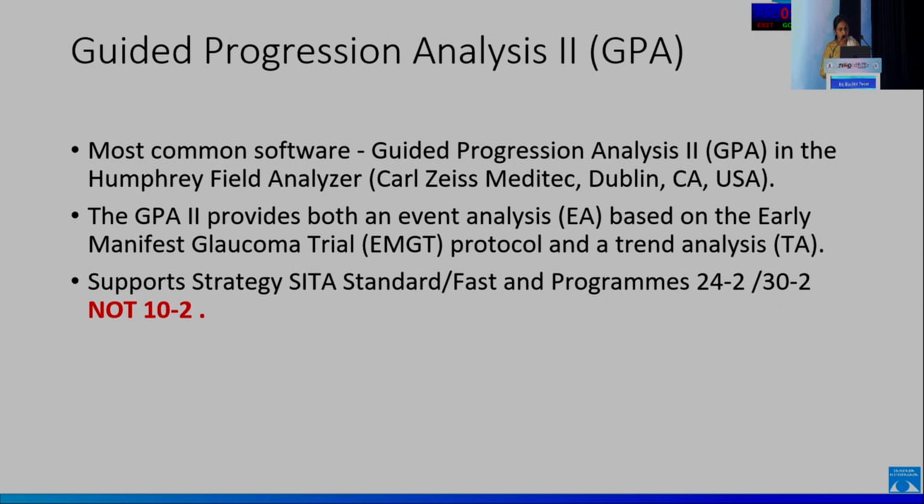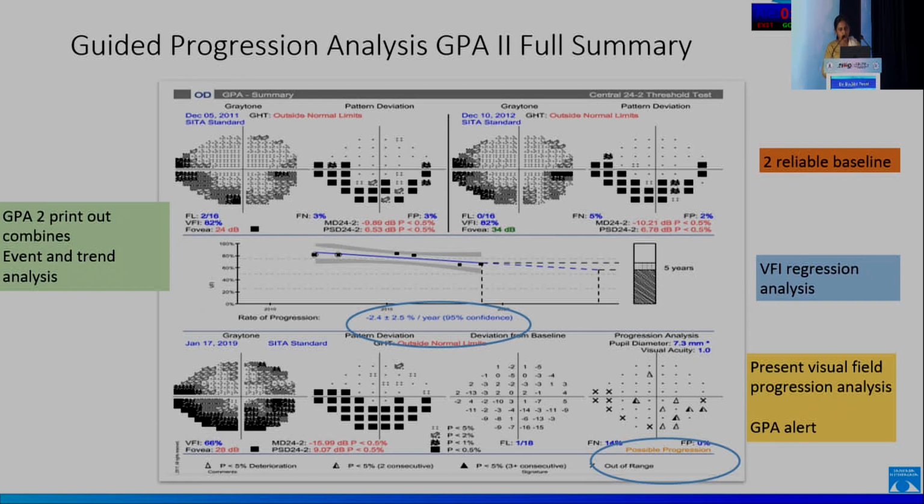So the GPA2 in the Humphrey visual field is the most commonly used progression software. GPA2 provides both event and trend analysis. It supports strategies like CETA standard and CETA fast and programs such as 24-2, 30-2, but not 10-2. So this is how a full summary looks like.